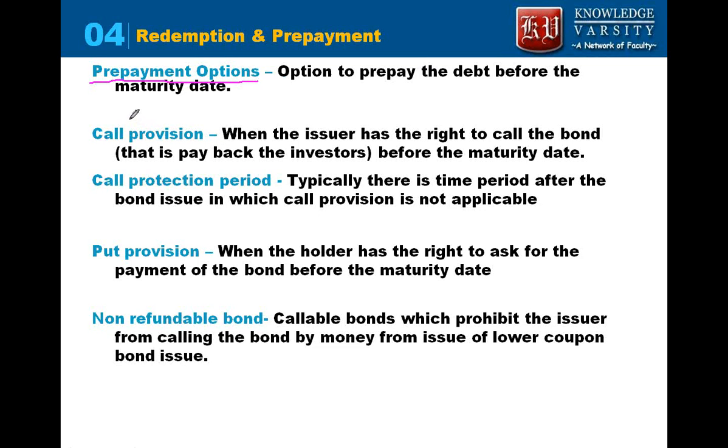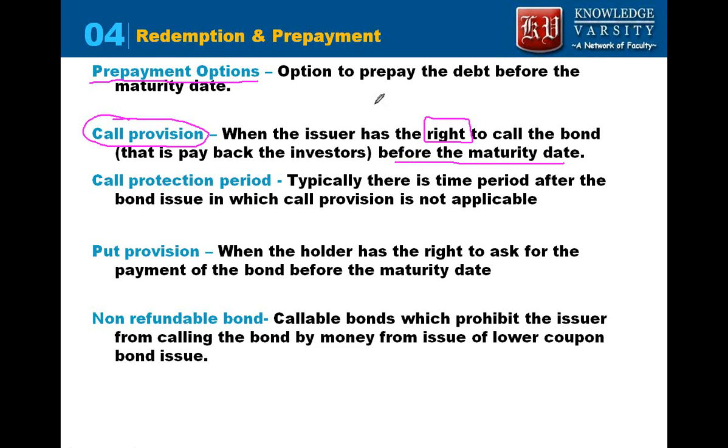There is a provision called the call provision. This call provision gives the right to the bond issuer to call back the bond, or in other words, pay the investor the money before the maturity date. So he has the right to call the bond. Usually there are call prices as well as dates that have been decided, that after issue the call price will be 105, after 1 year the call price will be 104, after 3 years the call price will be 102, like that.